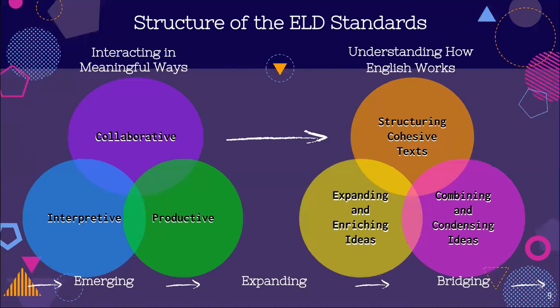That's the pink circle. So how do you combine and condense the ideas? So you have all of these ideas and you have all of these words. How do you combine them and condense them and structure them into a cohesive text? So rather than a series of 6 sections, we really have 6 pieces that are interacting constantly. So these different modes and the different elements of understanding how English works work together in order to make students able to communicate both orally and in writing.